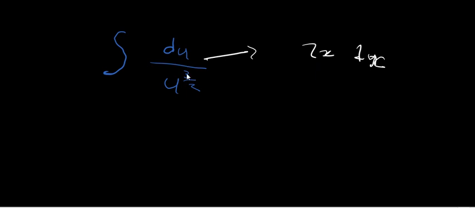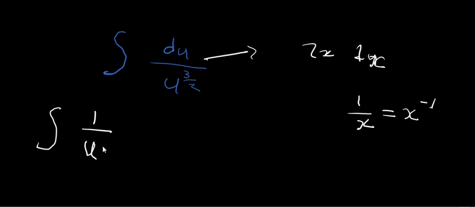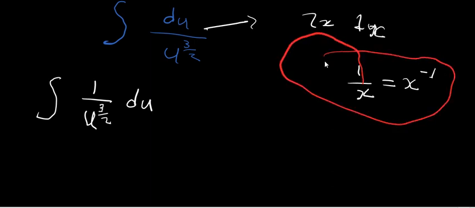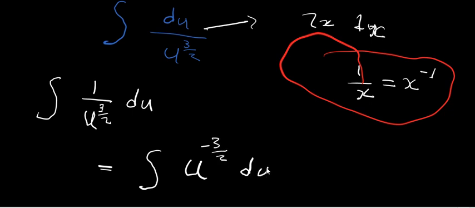From here, if you look at the properties, 1 over x is the same as x to the power negative 1. Since we have that property, we can easily say this is the same as the integral of u to the power 3 over 2 du. This property will help us to analyze the situation. So from that property you can rewrite the expression as the integral of u to the power negative 3 over 2 du. That's what we have.